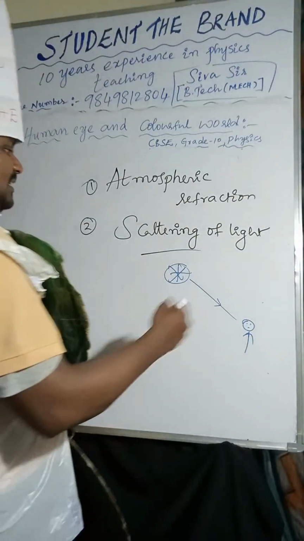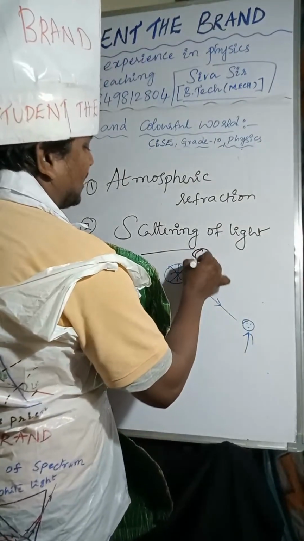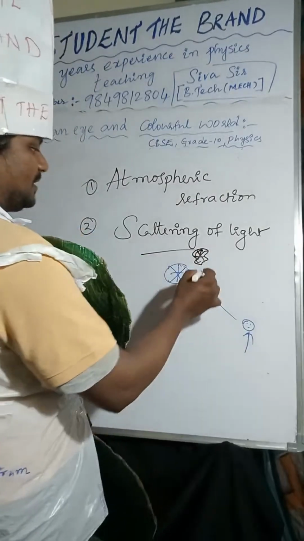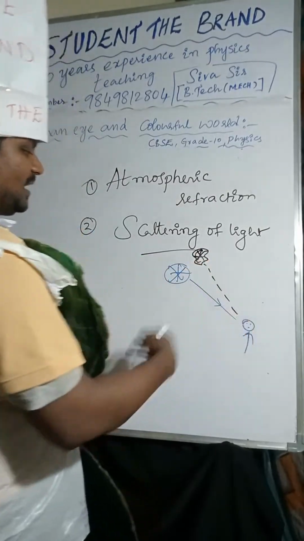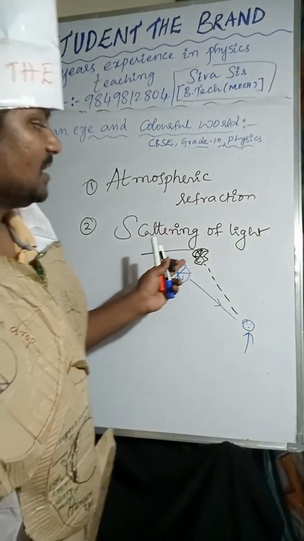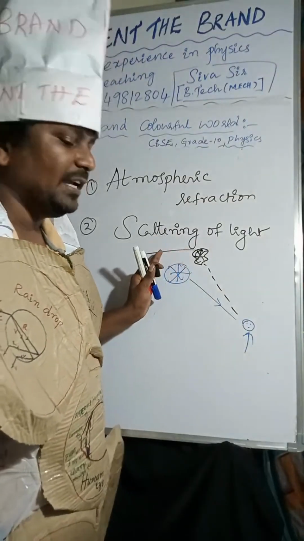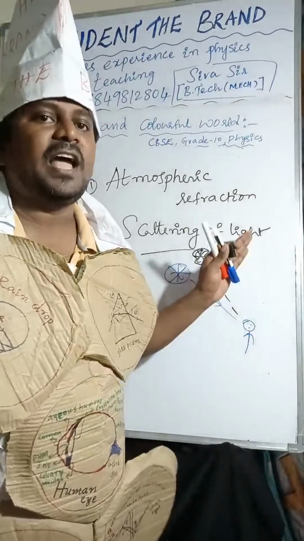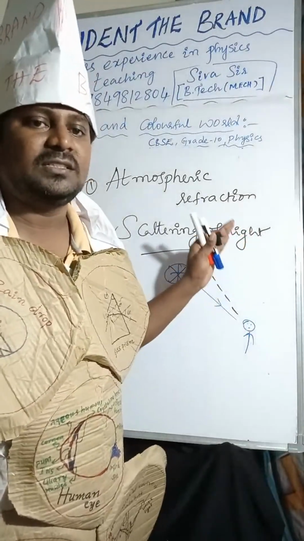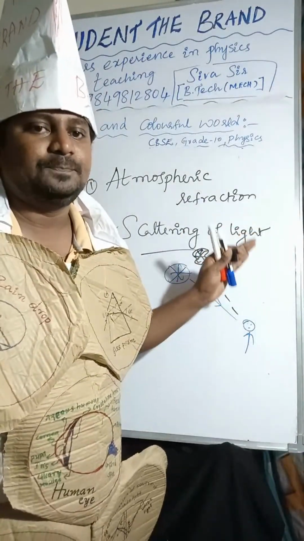But here you can see the position of the star appears here. Because of the atmospheric refraction, the star appears here. Actually, the position is here only. This is because of the many refractions.